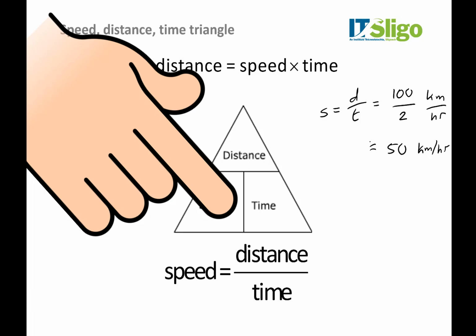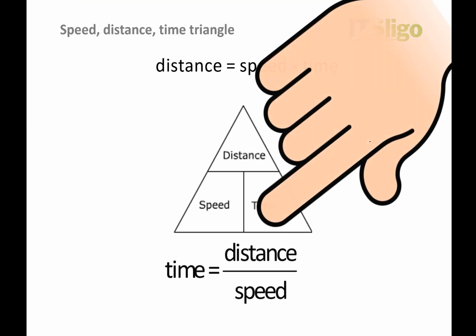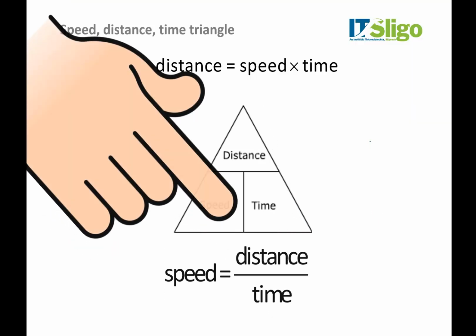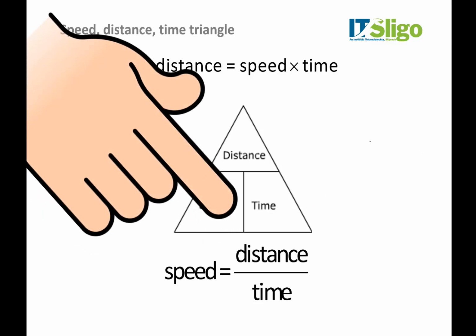You cover over whatever you're interested in, and the triangle will tell you then whether we're multiplying like this, speed by time, or whether we're dividing like in these two cases. Time is distance over speed, or speed is distance over time. So we're going to be using these triangles throughout this lecture and a bit of the next lecture as well.